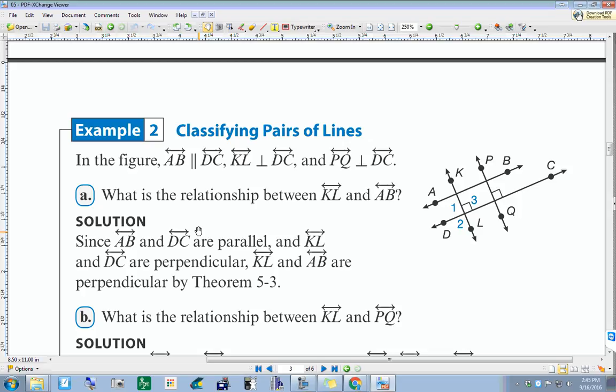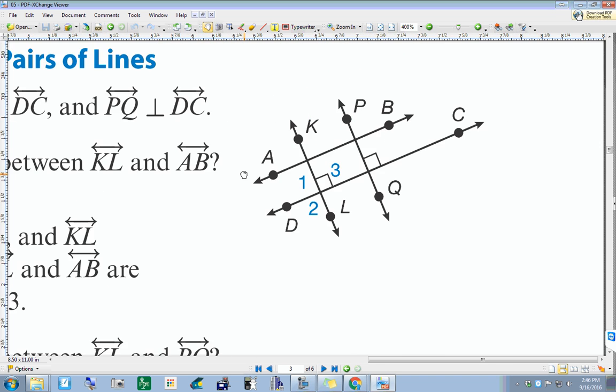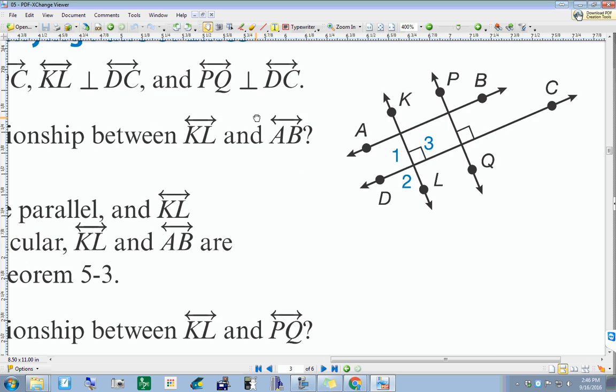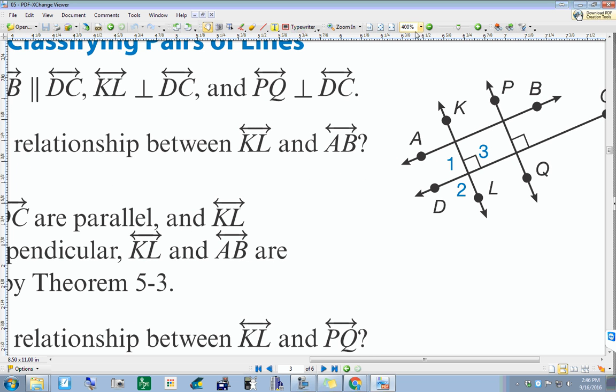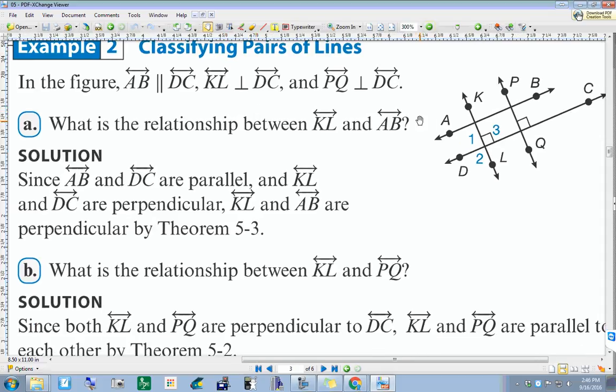So, if I take a look at this here, it looks like a whole lot of stuff, doesn't it? Okay? So, the question comes down, oops, I've got a picture, there we go. So I am told that AB is parallel to DC. I am told that KL is perpendicular to DC. I am told that PQ is perpendicular to DC.